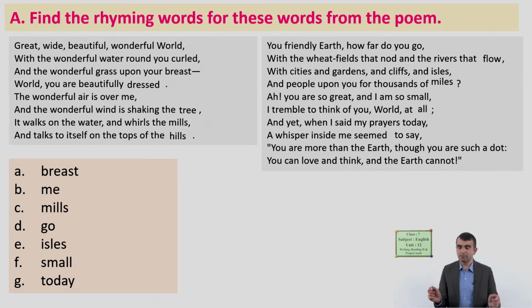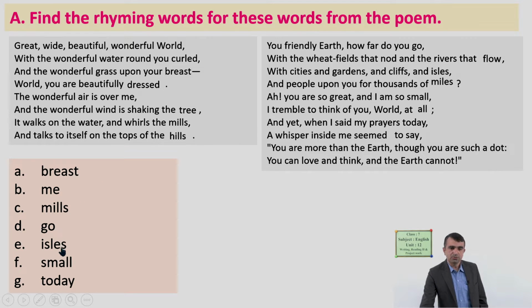Yes. Okay, the first one is find the rhyming words for these words from the poem. You have done it before, haven't you? In your book, in other poems before, you have done several of them, haven't you? In the same way, you should find the rhyming words. The words here are breast, me, mills, go, miles, small, and today. You should find in the passage what word rhymes with breast. Good, that is dressed. You can write dressed there.